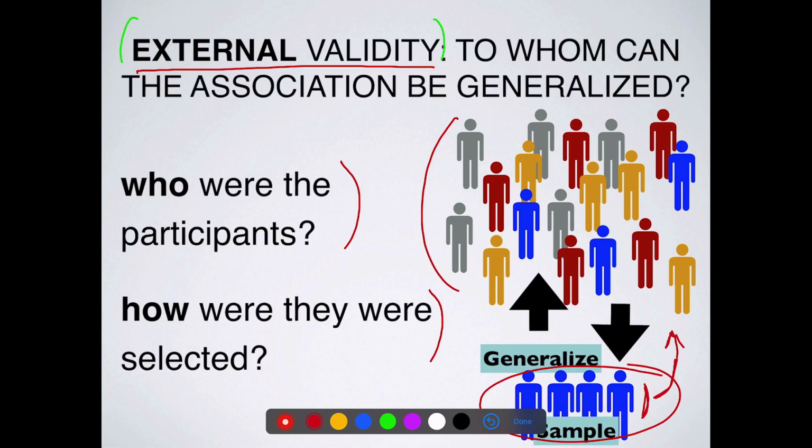So for example, here you have people who are gray, red, orange, and blue, and you notice that my sample only has blue people, I might not be able to generalize my findings from my study to the population of interest, meaning I have poor external validity. So keep that in mind when we're assessing external validity. We're asking, how did they recruit their sample?